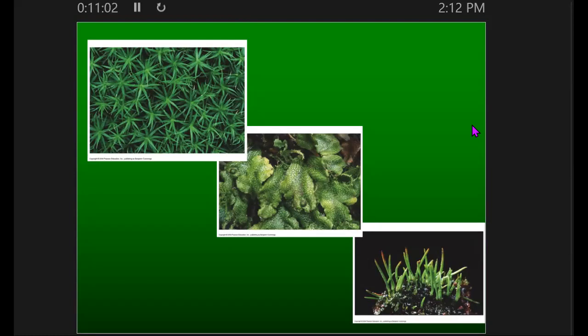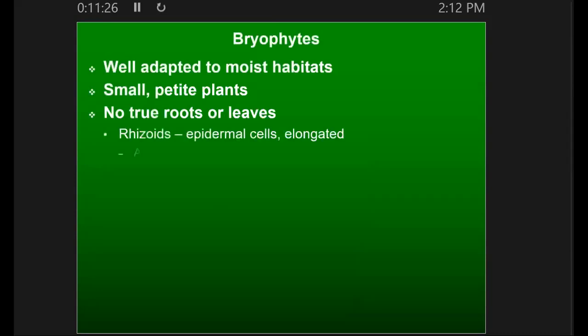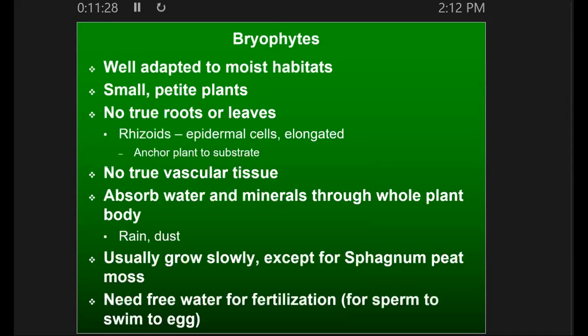So mosses, liverworts, and hornworts are the bryophytes. We talked about them on Monday, that they don't really have true leaves or roots. They don't have vascular tissue. They just got to absorb what they need from their environment through rain and fog and dust particles, and that they need free water for fertilization, for the sperm to be able to get to the egg.